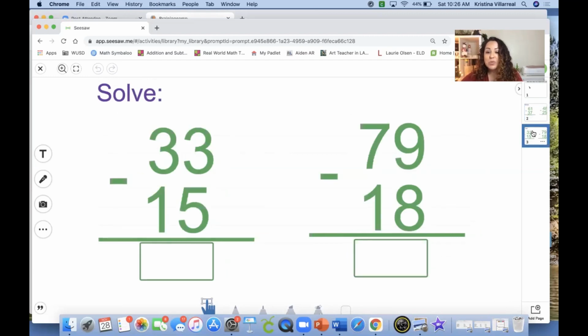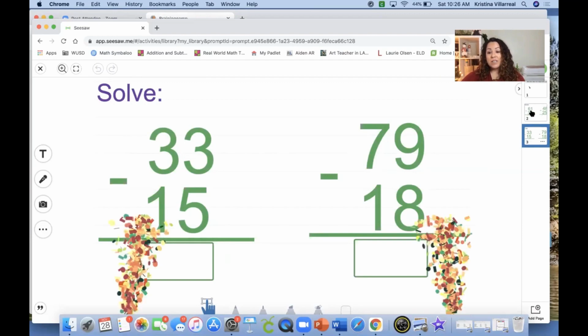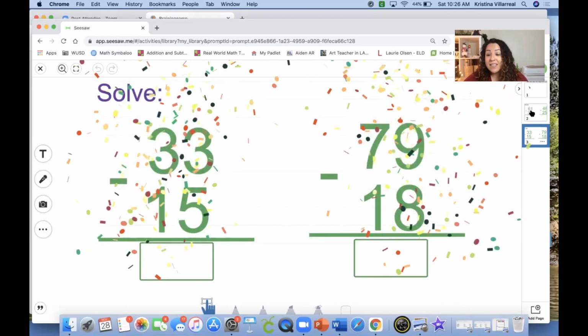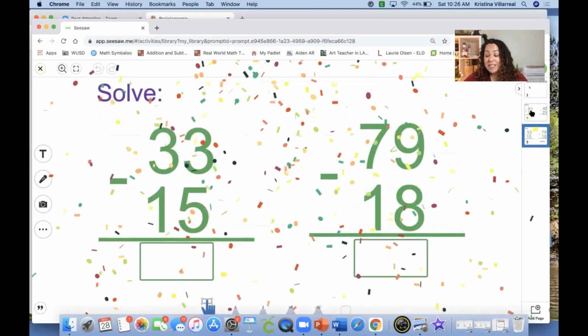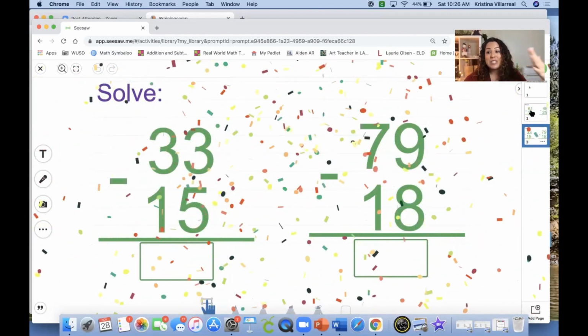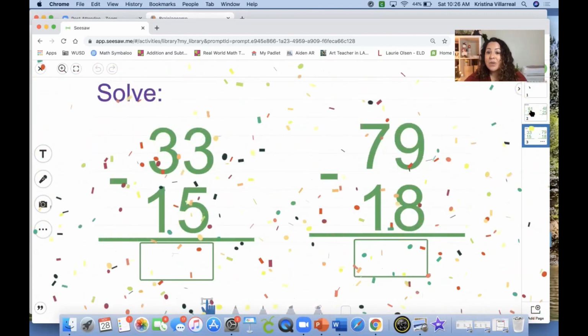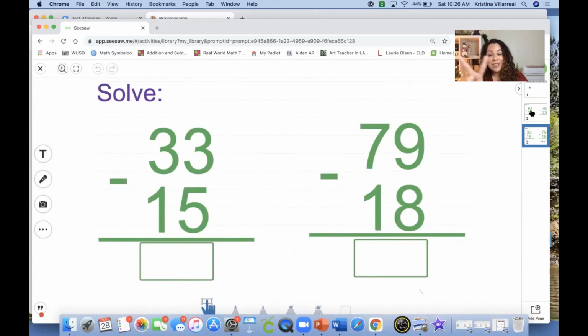And then I have 2 more problems. I'm not going to help you with those. I want to see how you do on your own. And that's it. So those 4 problems all by yourself. And then when you get finished, make sure you give yourself some confetti because this is not easy. This is one of the main things that you learn in 2nd grade, and we want to make sure that you nail this down. So join me tomorrow for day 2 of this lesson.